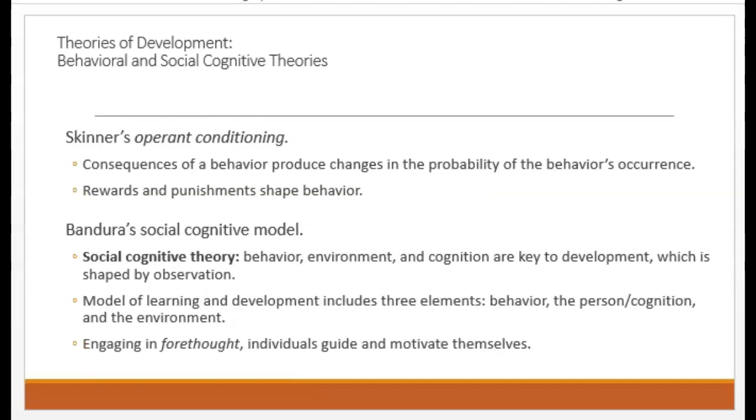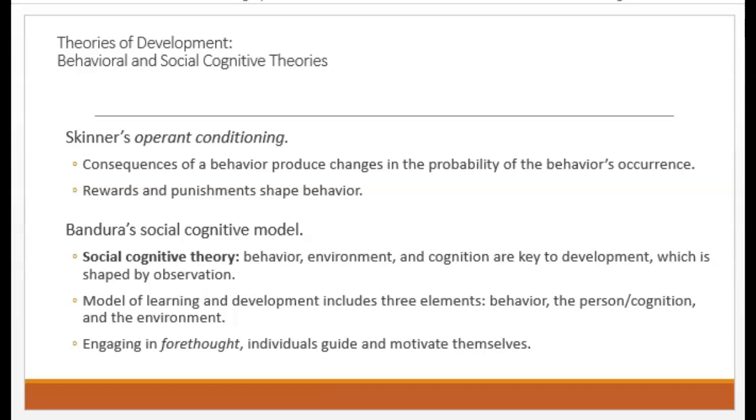In Skinner's operant conditioning theory, behavior and development are shaped by rewards and punishment. Behaviors that are rewarded occur more frequently, while behaviors that are punished occur less frequently. Over a lifetime of experiences, the consequences of our behaviors mold us into who we are.